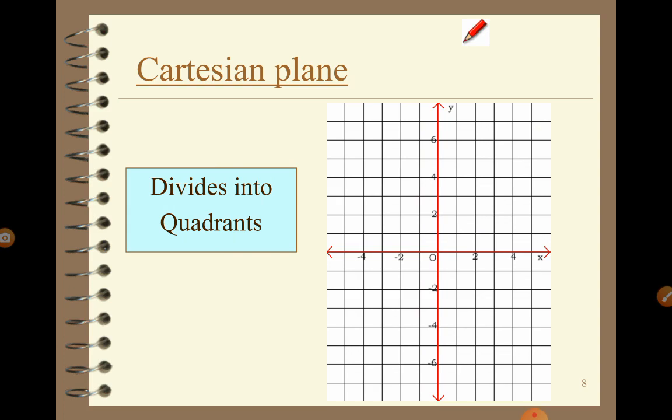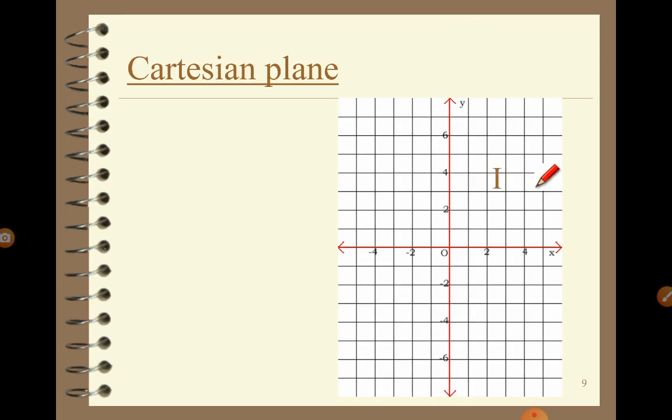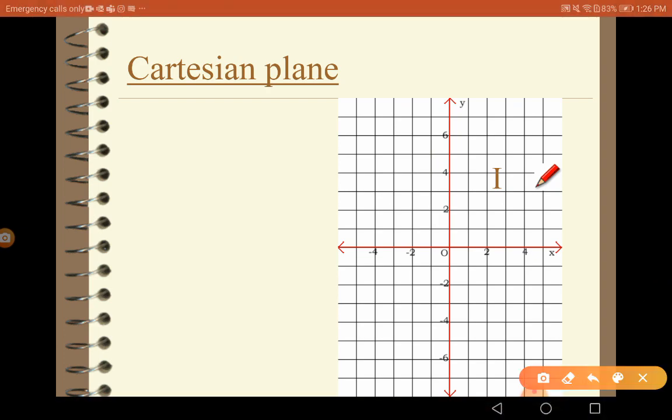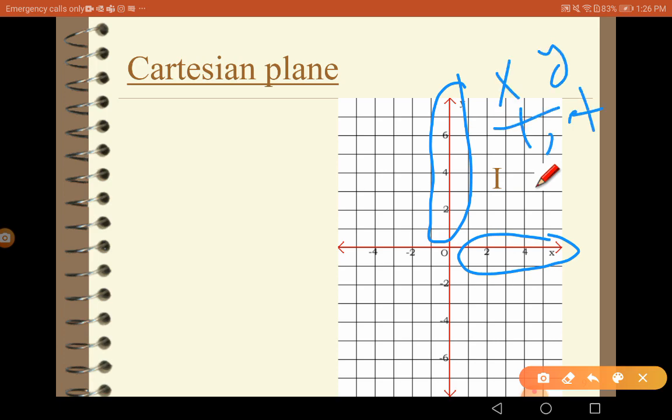Now this Cartesian plane or coordinate plane is divided into four quadrants, four areas. The first quadrant is the best quadrant. Why is it the best? Because everything here is positive. If you take a look at the x-axis, it consists here of positive numbers. Also the y here is positive. So everything here is positive, the x and the y.